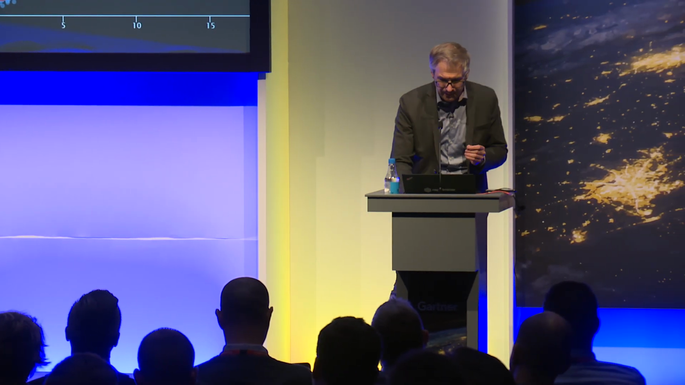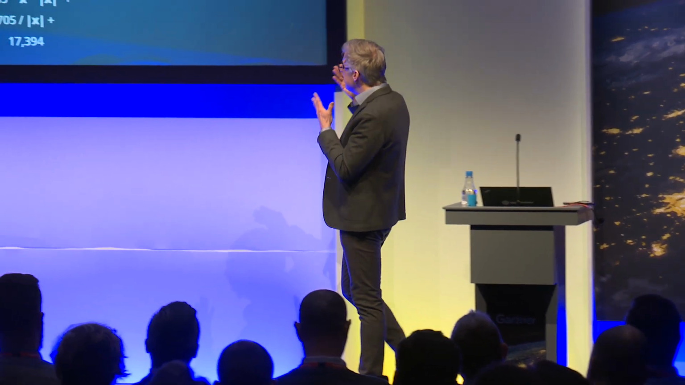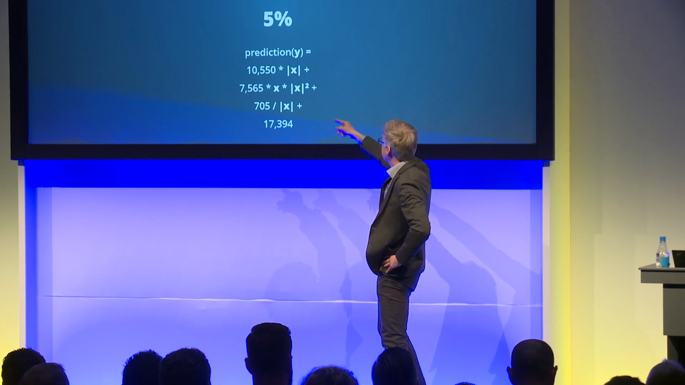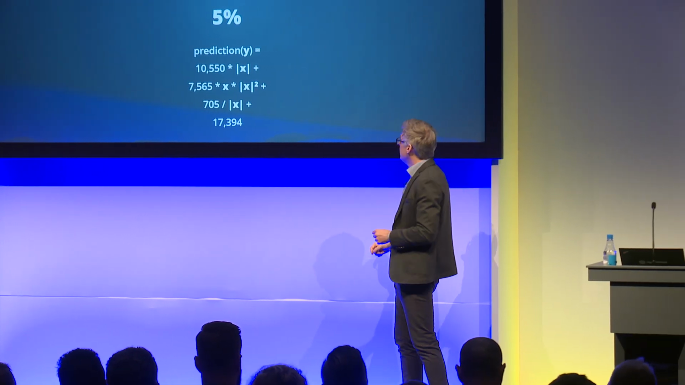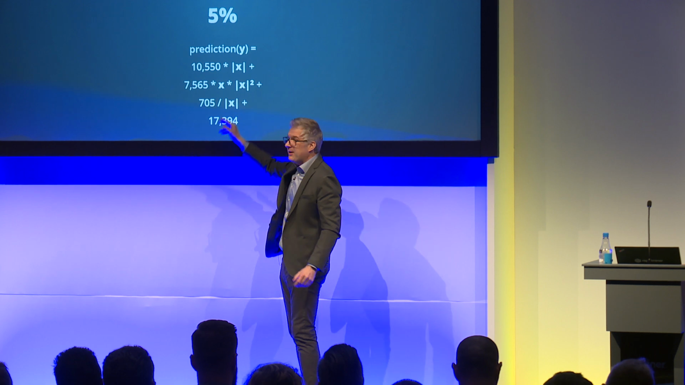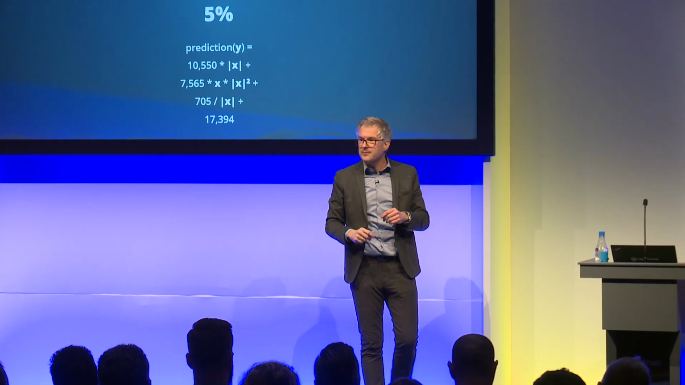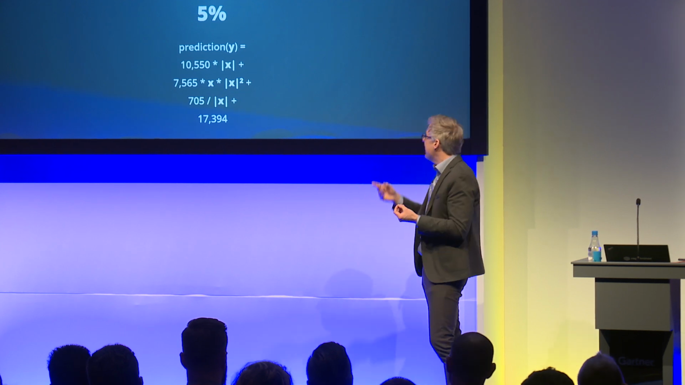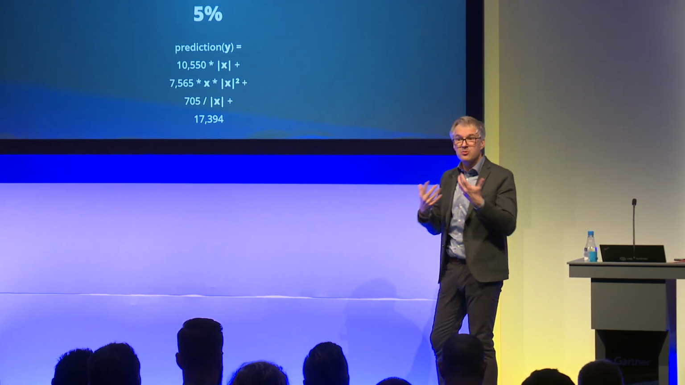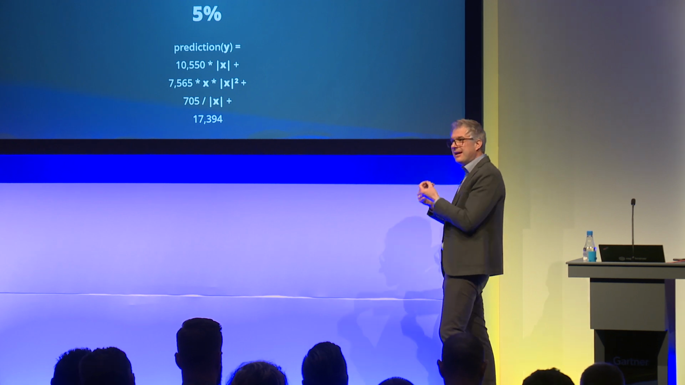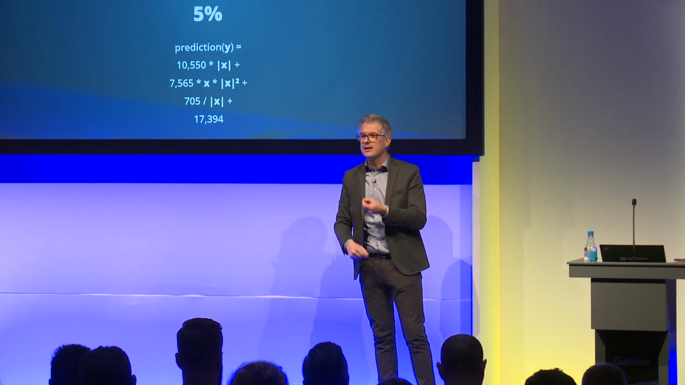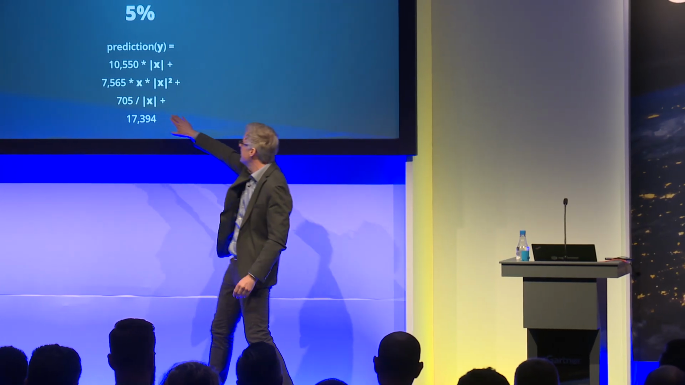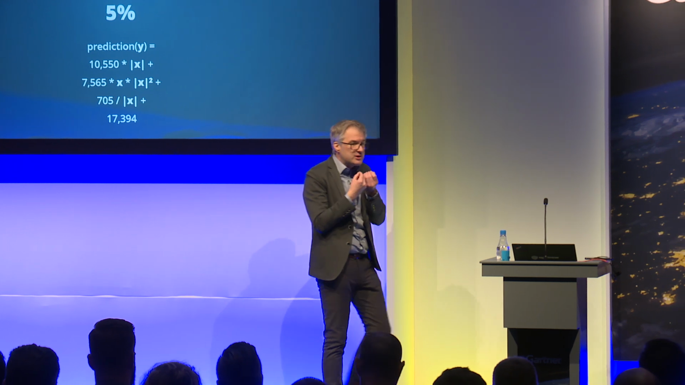But look at this model. Now that I can read it, it's 10,000 times absolute value of x plus 7,500 times absolute value of x squared. And then 700 divided by absolute value of x, which, by the way, explains the peak in the center. So let's assume this would be data from some physical process or manufacturing process. I, as an engineer, for example, could look at this as a domain expert and say, yeah, that might make sense. Oh, it's squared. Oh, interesting. So I learned something. Or I can say, yeah, I kind of guessed it was squared, but I didn't know what the coefficient would be. So I trust this thing because I understand it.